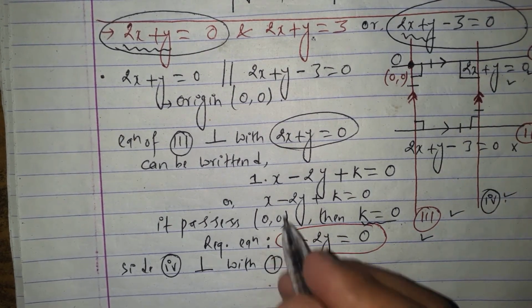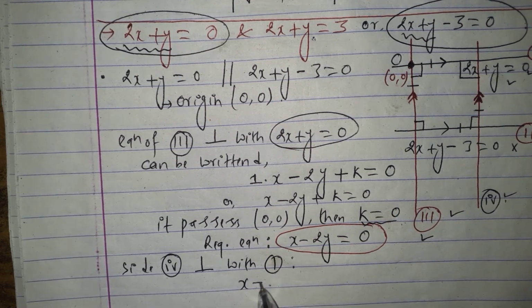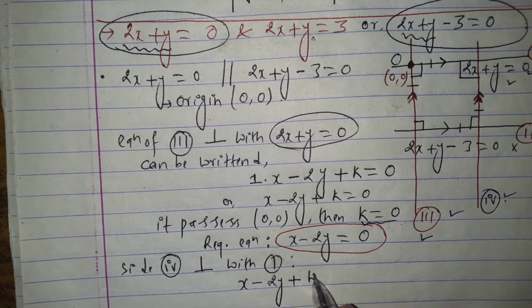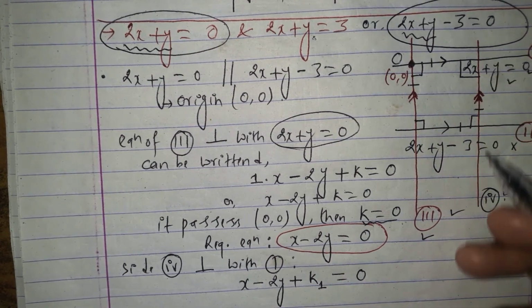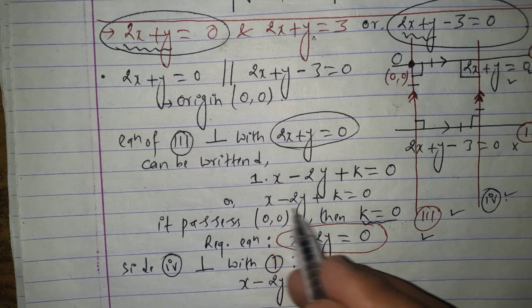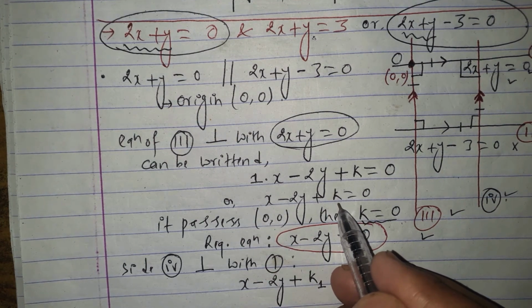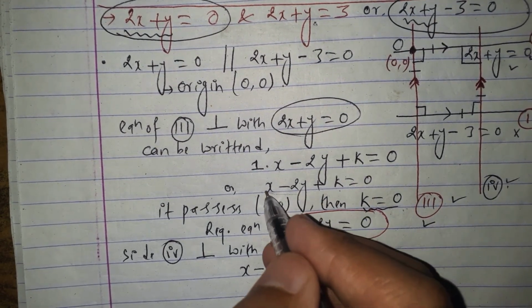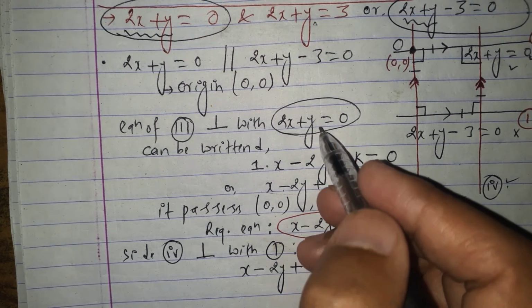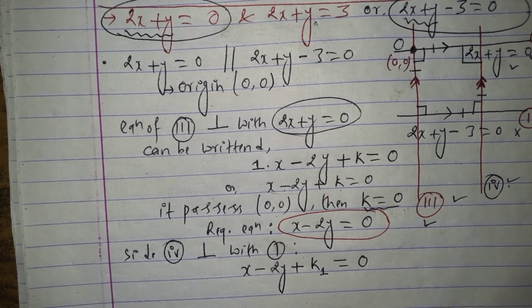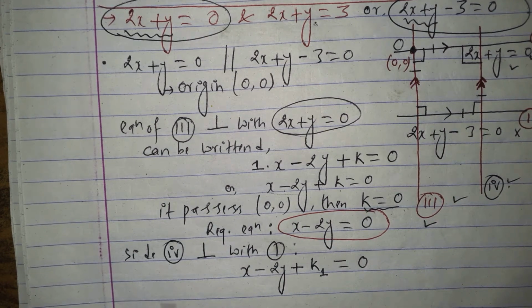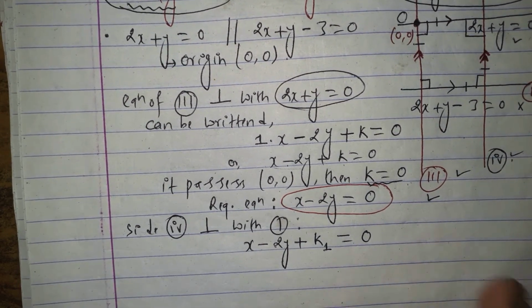And the equation should be, since it is perpendicular, x minus 2y, and let's take another constant, say k1, equals 0. This fourth side is also perpendicular to the first side, so we have to take this equation with a change only in the constant term. This is the perpendicular case. We can directly take this equation because it is perpendicular with the first side, with only a change in the constant term. And our target is to find the value of k1. Let's calculate the value of the constant k1.